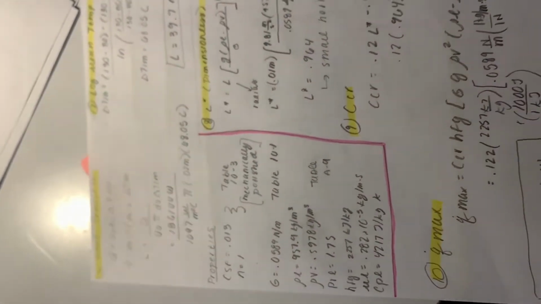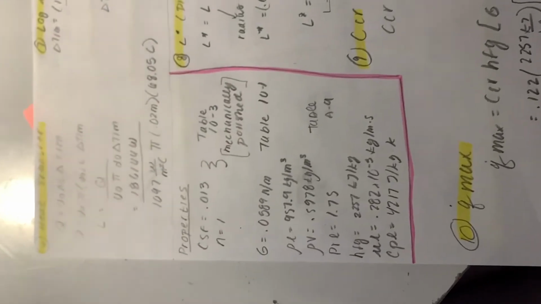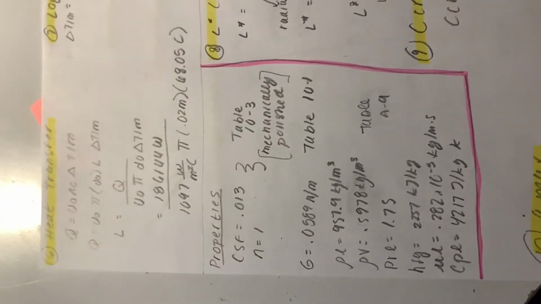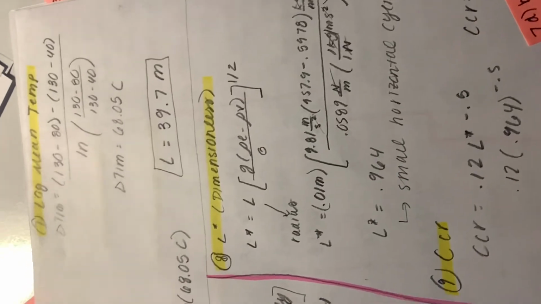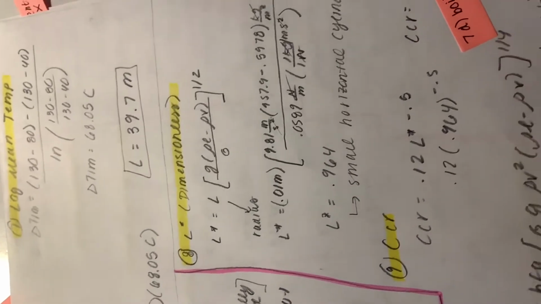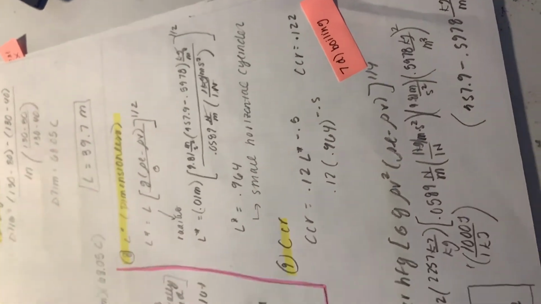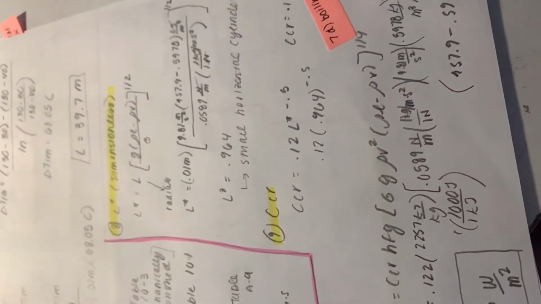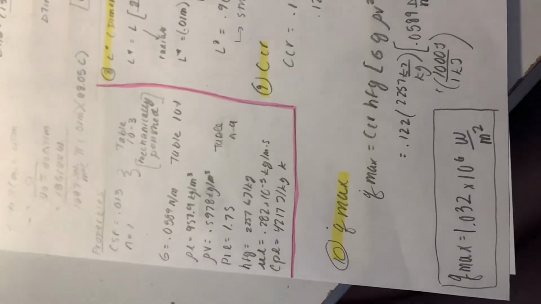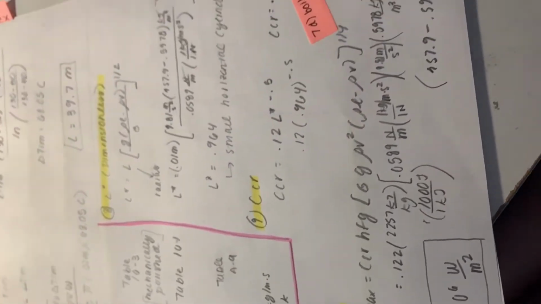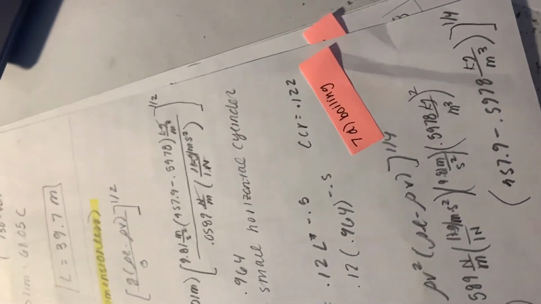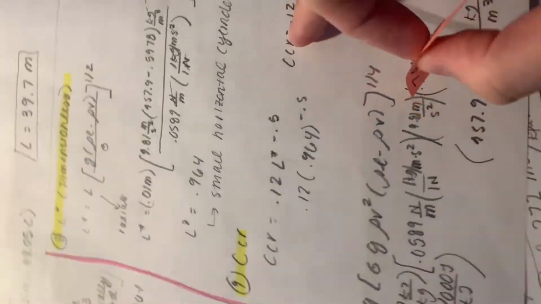And then for the second part, which is finding Qmax, there are more properties that you'll need. You find this L, which is a dimensionless quantity, and then C crit. Then you use a table to find out what that value is. And then you'll plug it into this Qmax equation, which covers 7D boiling, and get that as your answer.